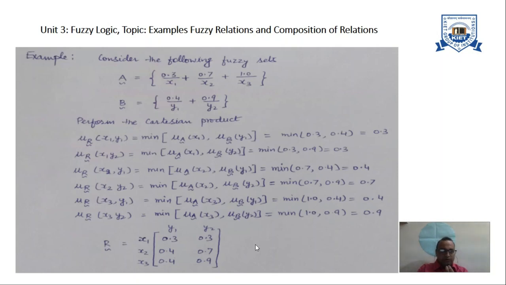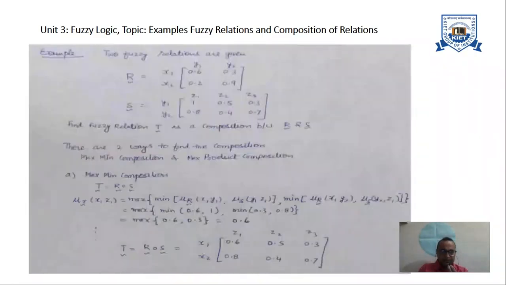Now we come to the next example, which is related to the composition of fuzzy relations. Here two fuzzy relations are given to us, relation R and relation S. Fuzzy relation R works on two sets, X and Y, whereas the set Y is common in these two relations.